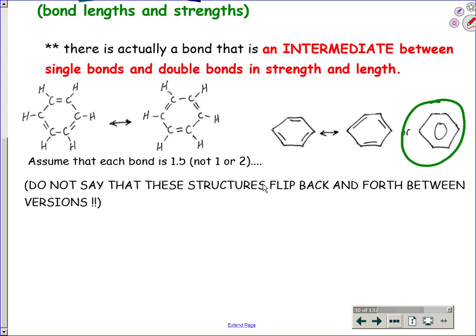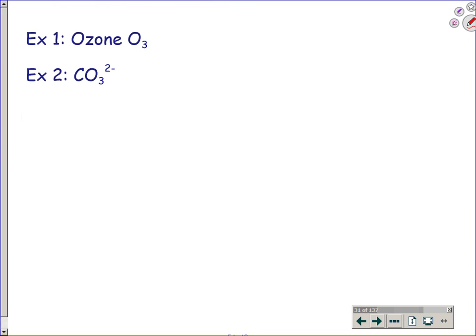So let me draw another one. Yeah. Will you always assume that each bond's 1.5? No. So that's what I'm going to show you. Let's do nitrate. I think I might have that on the next slide. No, let's do carbonate, not nitrate. Okay. So carbonate, CO3 2-.